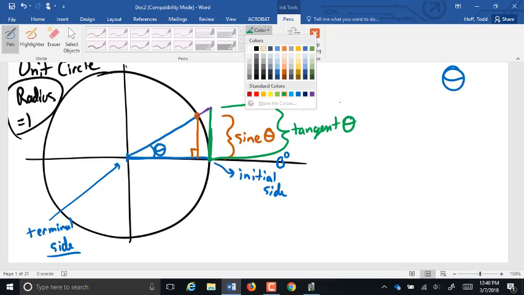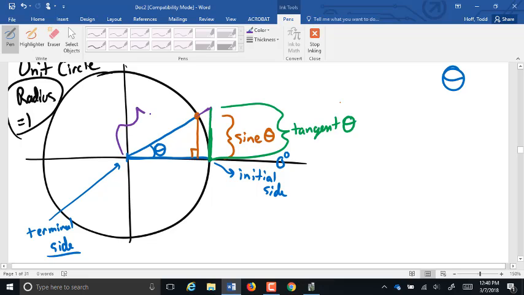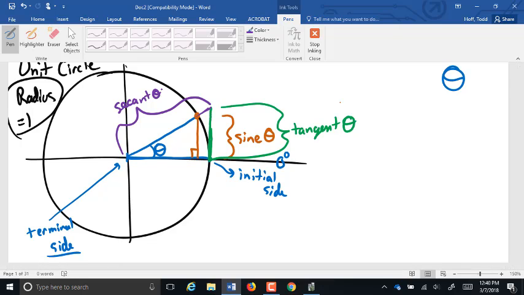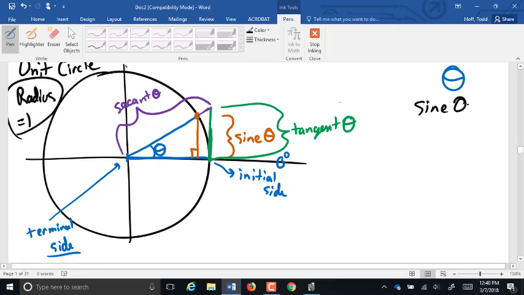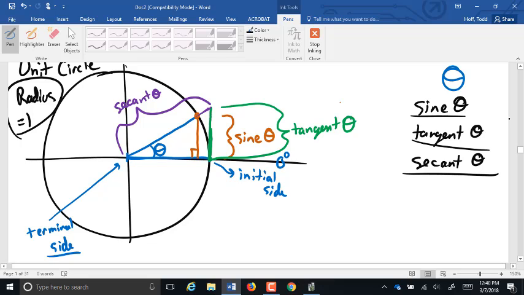The distance from the center out to where that terminal side, if I extended it, hits the tangent. Well, that contains points both inside the circle and outside the circle. It is a secant. That length is the secant of that angle. Those three, sine, tangent, and secant, are our three main trig functions.